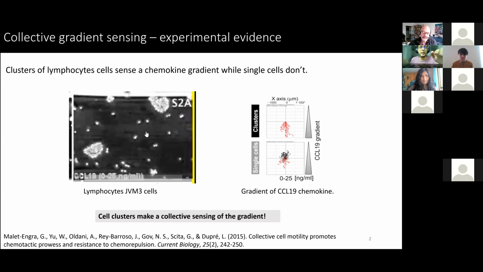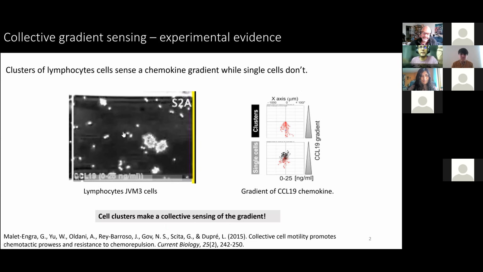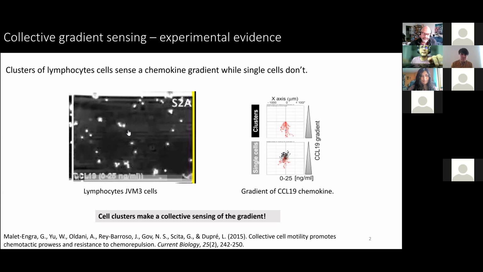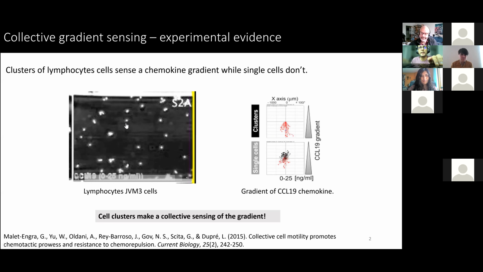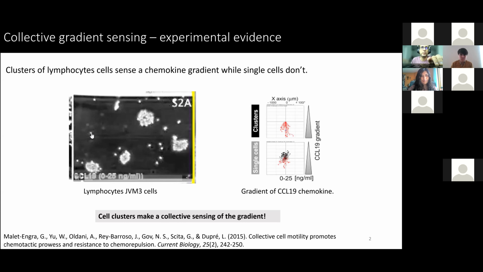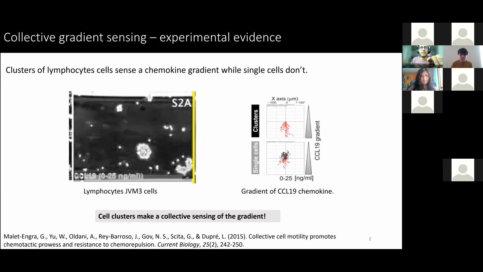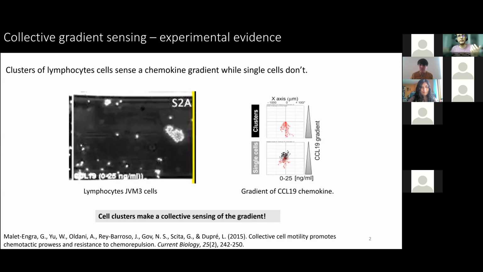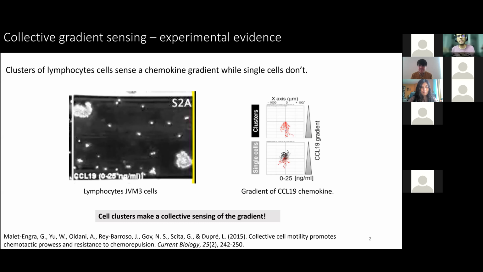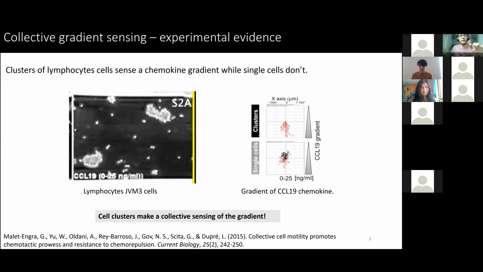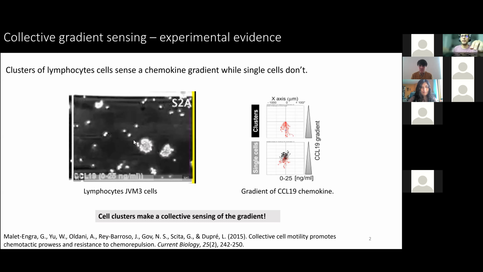What we see from this movie is that there are single cells and there are cells forming these large clusters. The single cells, if we track them, are not moving towards the gradient. They are just performing a kind of random walk, while the large clusters, or groups of cells, can follow the chemical gradient. So cells get together and are able to make a collective sensing of the gradient. And that is basically what we want to understand here.